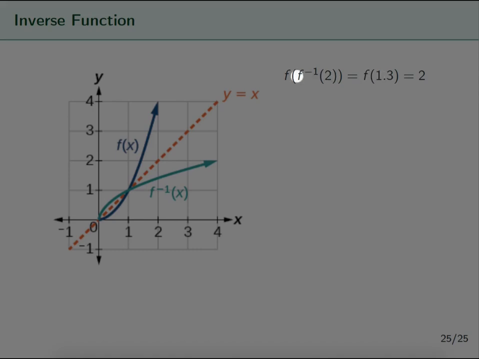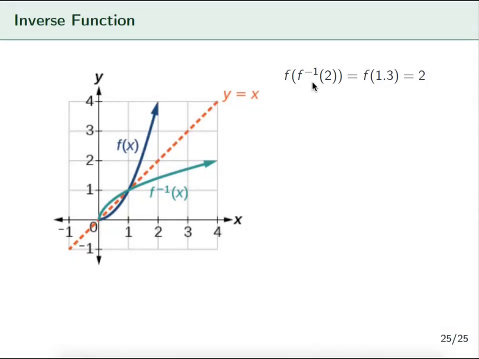So instead of f inverse of 2 inside, I found 1.3 because that's what the graph tells us. Then f of 1.3, so blue is the f graph. I'm going to plug 1.3 in about here. Then we'll get 2 as an output. So what happened here is f of f inverse of 2 gave us actually 2. Let's look at another one.